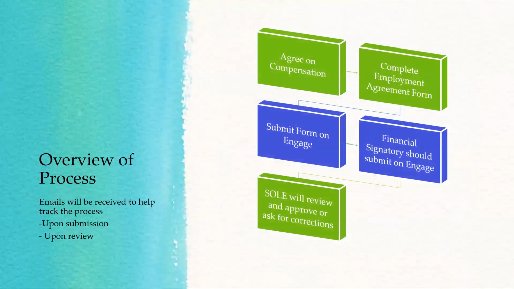And then this is just kind of an overview of that process. So again, once you speak to that person that you're going to hire, you agree on a compensation amount. You complete that employment form. Then you submit it on Engage, and it should be your financial signatory that submits that. We'll get it, we will review, and we will either approve, reject, or ask for modifications.